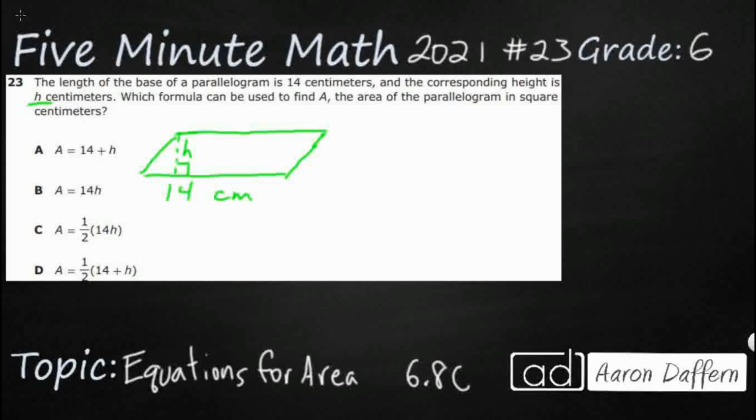Now here's the strange thing. If you are using your resources, you are going to your formula chart. And when you go to the formula chart, you are going to see under the word area, it's going to say rectangle or parallelogram, which is what they gave us. And you're going to get the same formula. A equals base times height.